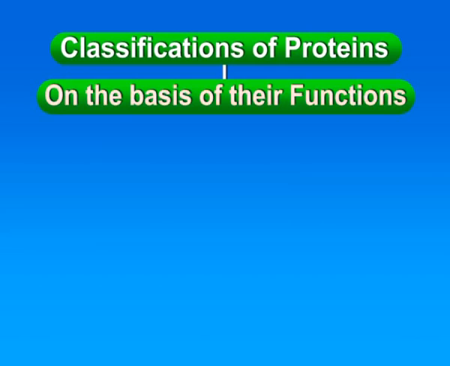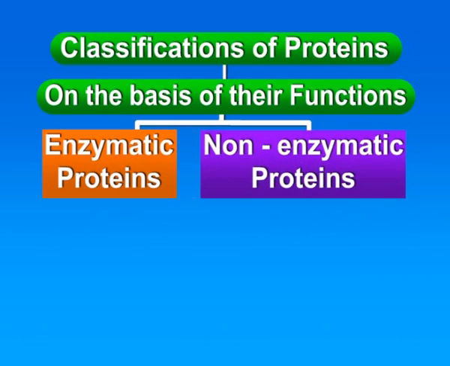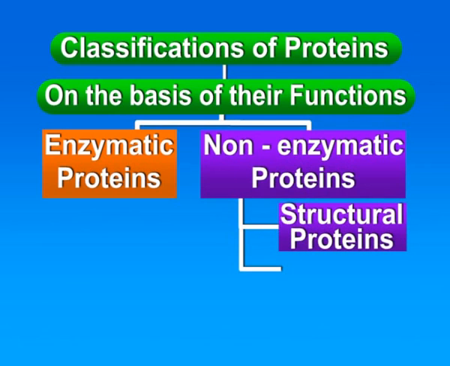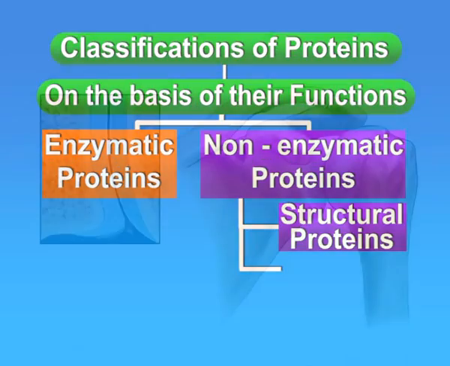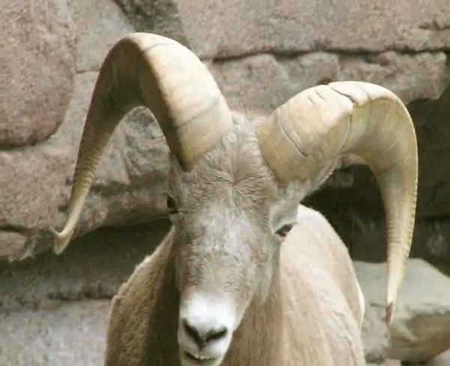On the basis of their functions, proteins can be enzymatic proteins or non-enzymatic. Non-enzymatic proteins are of many types, like structural proteins. These form a part of cellular protein, like proteins of cartilage, skin, nails, horns, etc.